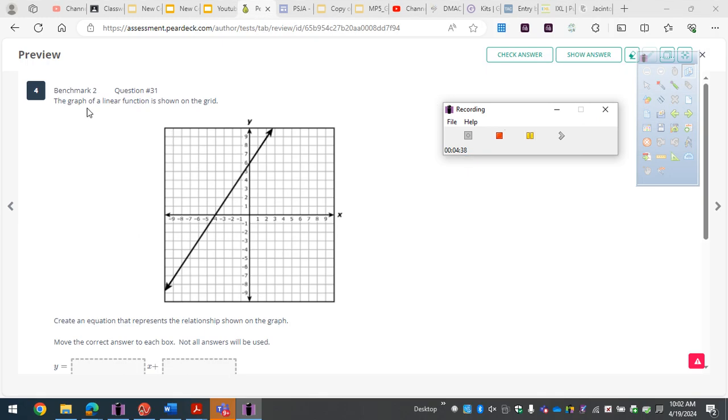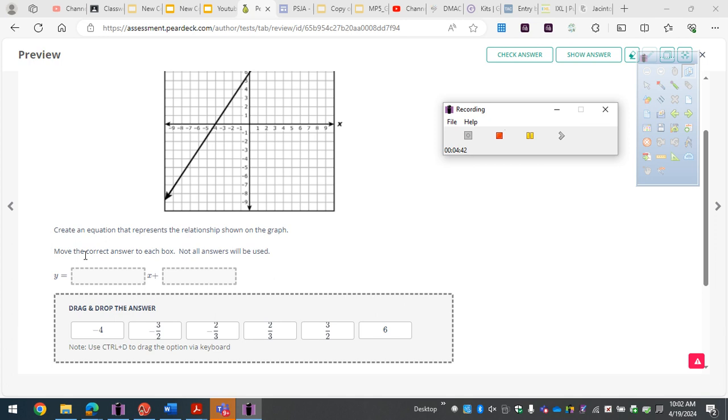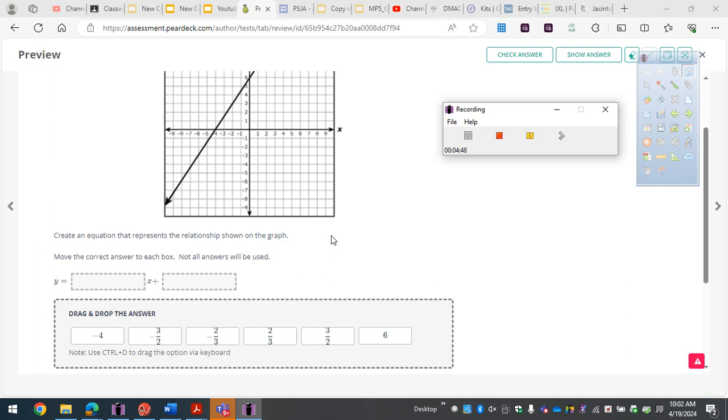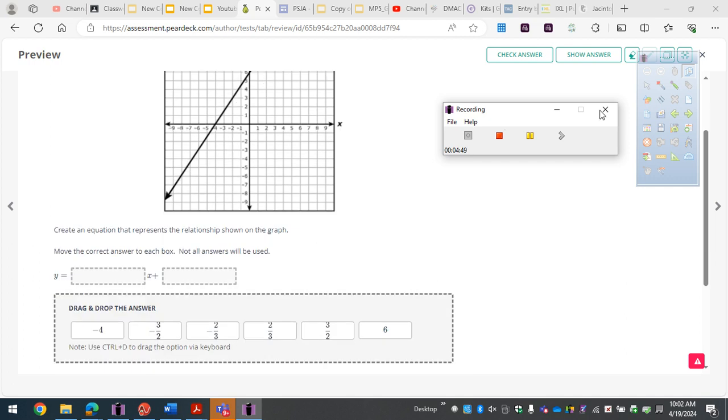So the graph of the linear function is shown on the grid. Basically that's it, same idea, right? You want to put it in the form y equals mx plus b. We have to get 2 points off of here, so you decide which 2 points you want to get.